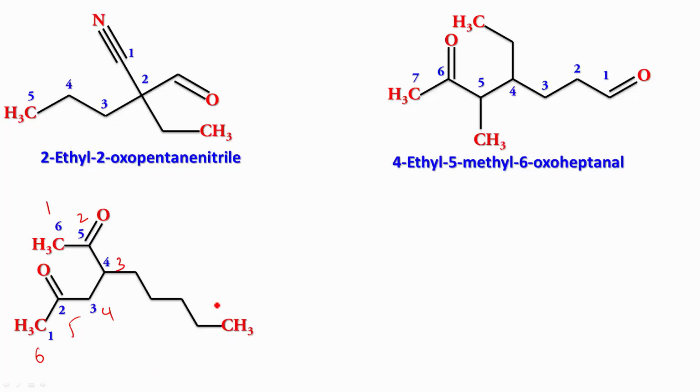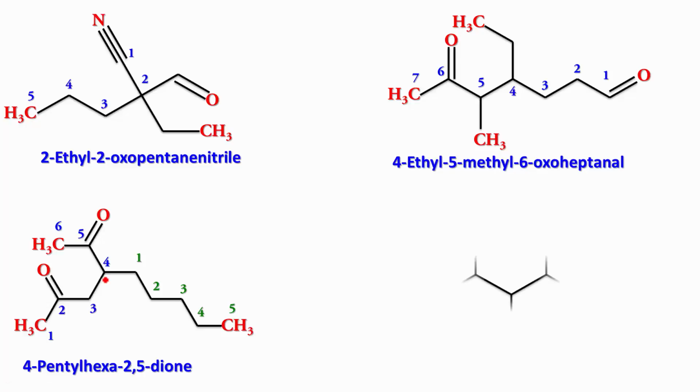So the numbering that I have written with a red pen, that is the valid numbering. So this is 1, 2, 3, 4, 5. It's pentyl. So it's 3 pentyl. Though it will appear as 4 pentyl, it is 3 pentyl, hexa 2,5 dione. Okay, so make the corresponding changes here. Try this one.